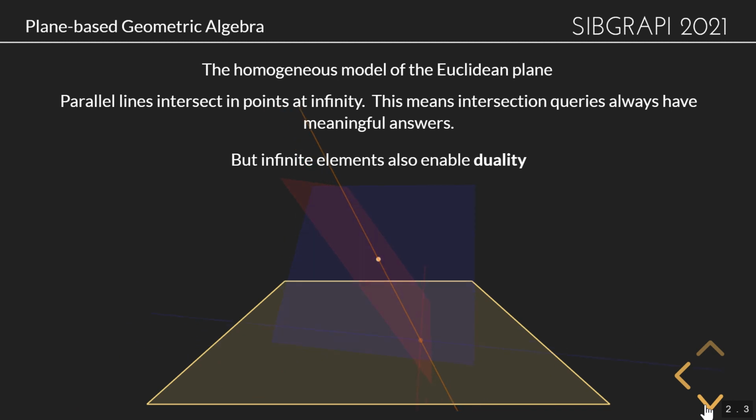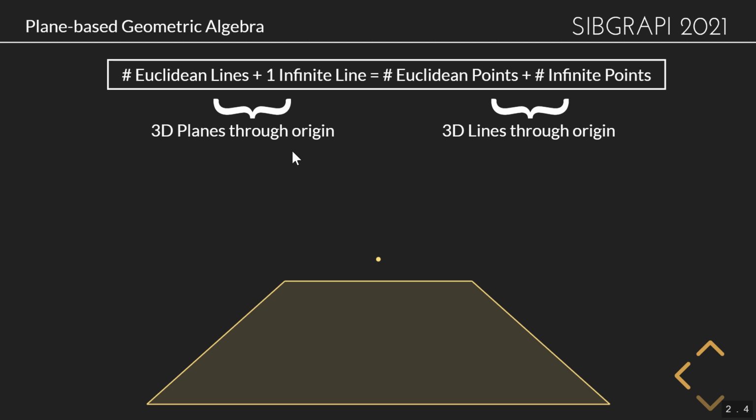But it is not the only one. These infinite elements also enable duality. Remember that we just counted all of the planes through the origin, and we associated each plane through the origin either with a Euclidean line, if it intersected, or with the infinite line, the one plane that didn't intersect. So we can say that if we take the number of Euclidean lines and add 1, we get the exact number of planes through the origin. Similarly, with the lines through the origin, we associated every single line through the origin either with a Euclidean point if it intersected the projective plane, or with an infinite point if it didn't intersect the projective plane.